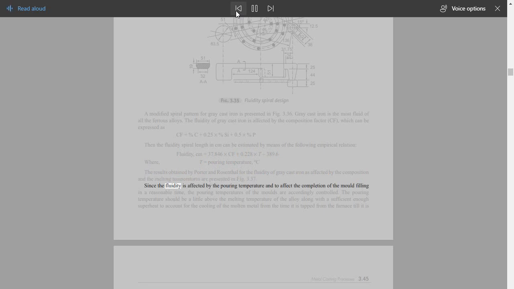Since the fluidity is affected by the pouring temperature, and to effect the completion of the mold filling in a reasonable time, the pouring temperatures of the molds are accordingly controlled. The pouring temperature should be a little above the melting temperature of the alloy, along with sufficient superheat to account for the cooling of the molten metal from the time it is tapped from the furnace till it is poured.